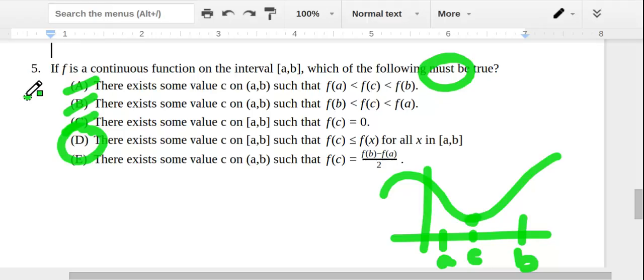Every function is going to have some minimum, even if it's a linear function, even if it's a horizontal function, we're still going to have a minimum value there. So D is going to be our choice.